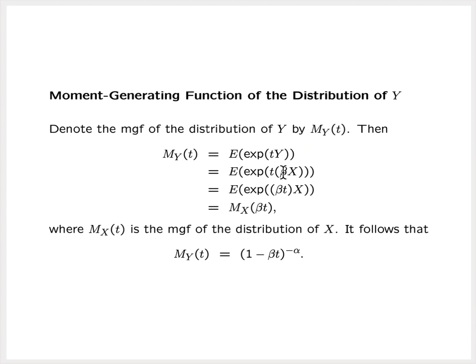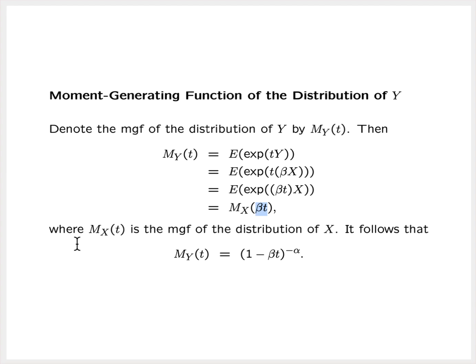Now again, y is equal to beta times x, and so I can replace y by beta x in this expectation. And then by the associativity and commutativity of multiplication, I can rewrite this as beta t times x. So we have the expectation of the exponential function evaluated at beta t times x. Now the reason that we would rewrite it this way is because it makes it easier to see that this is actually the moment generating function of x evaluated at beta t.